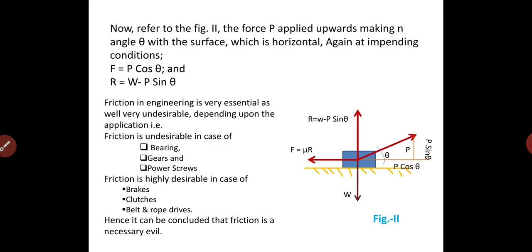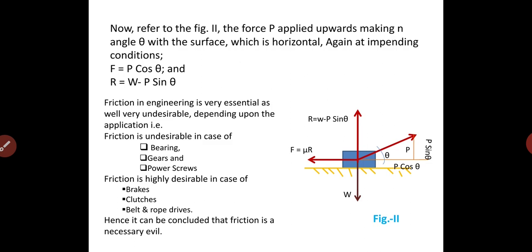Friction in engineering is very essential as well as very undesirable, depending upon the application. Friction is undesirable in bearings, gears and power screws. Here we do not want friction, because power is consumed and dissipated in the form of heat by the lubricant we are using, and there will be less efficiency if there is more friction.